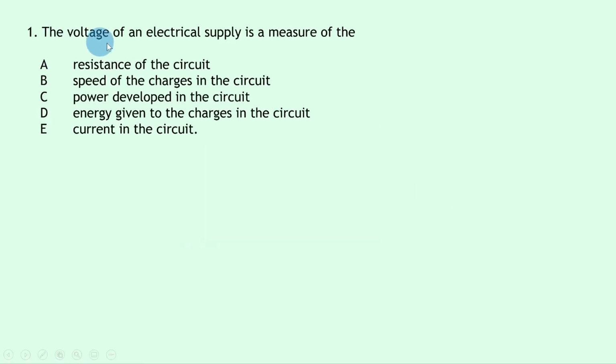Question 1 says that the voltage of an electrical supply is a measure of the, and this is just asking us for the definition of voltage or potential difference from the electricity topic. Now remember that voltage or potential difference was defined as the energy supplied to each coulomb of charge passing through the supply or battery. Now the closest we have to that here is got to be this one here, D. So the voltage is the energy given to the charges in the circuit. So that means our answer for question 1 is D.